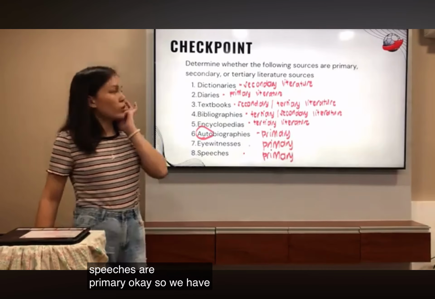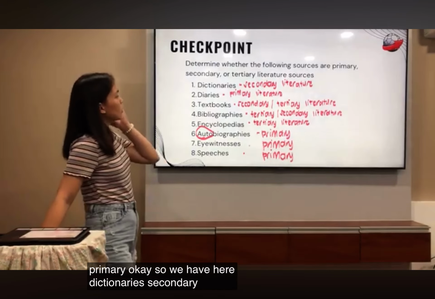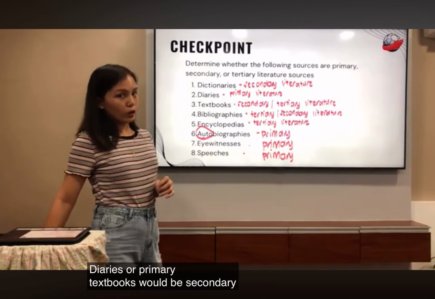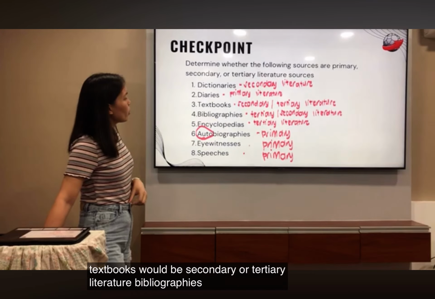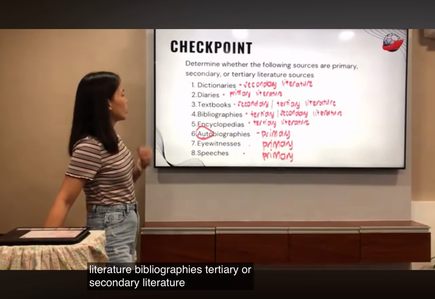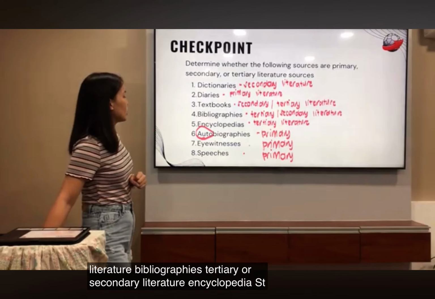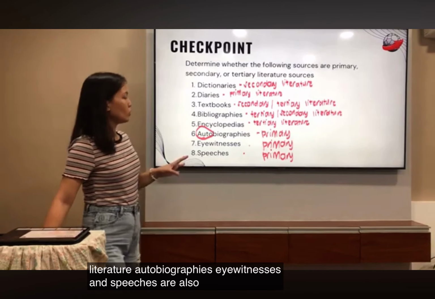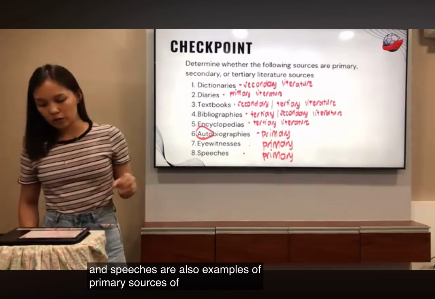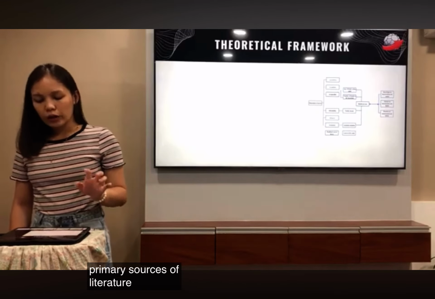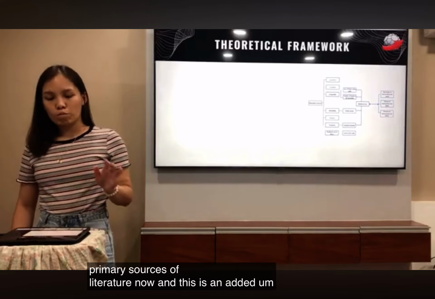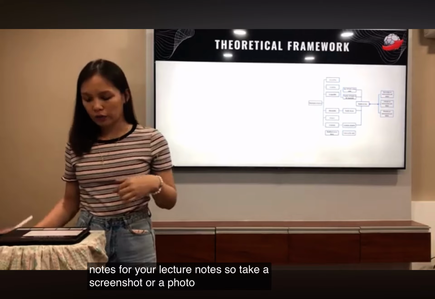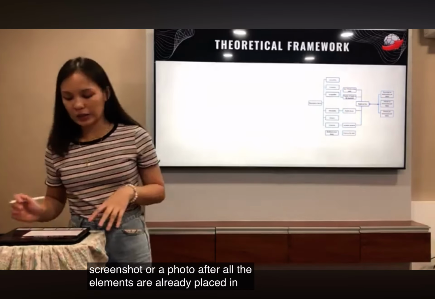Okay, so we have here dictionaries, secondary literature, diaries are primary literature, textbooks could be secondary or tertiary literature, bibliographies, tertiary or secondary literature, encyclopedias, tertiary literature, autobiographies, eyewitnesses, and speeches are also examples of primary sources of literature. Now, this is an added note for your lecture notes, so take a screenshot or a photo after all the elements are already placed in the slide.